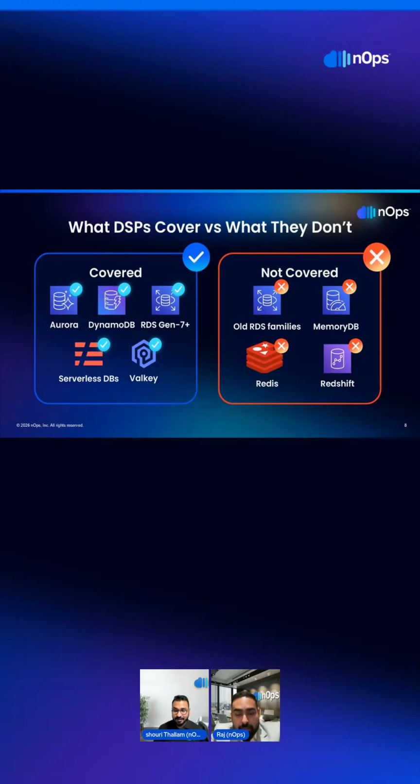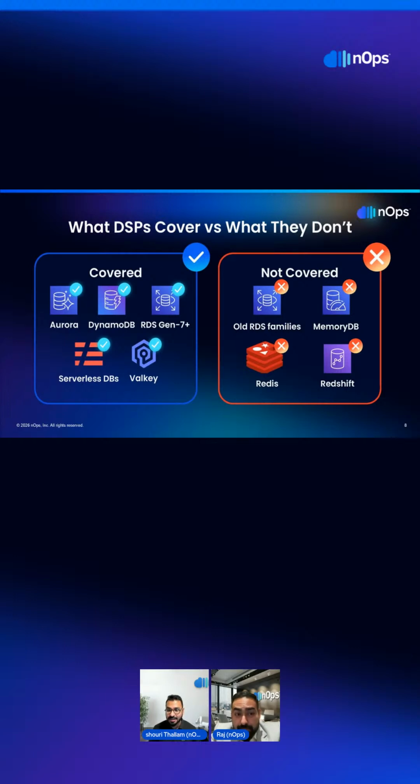Jumping into the next topic: what do they cover today, and what do they not cover? This is where the rules of the game start to break down. Yes, I can figure out, and I'm fine with RDS. I only have one service. Doesn't matter. You are very committed to the database savings plan. You love it, and you want to purchase it.